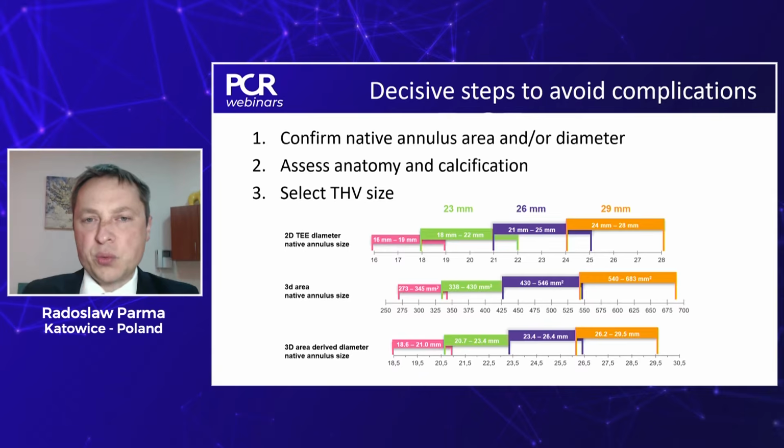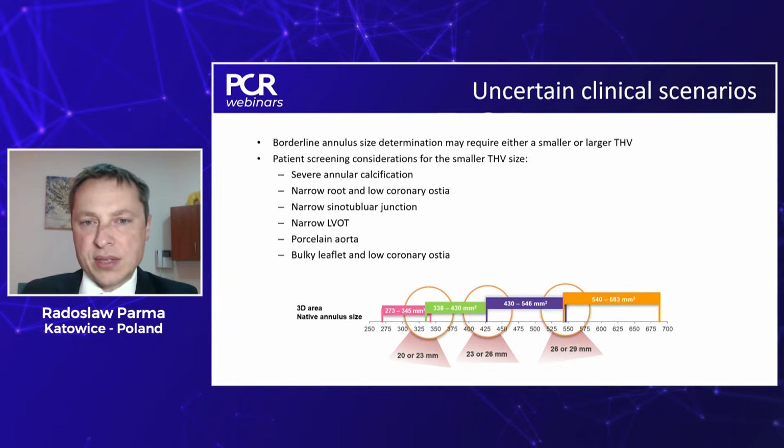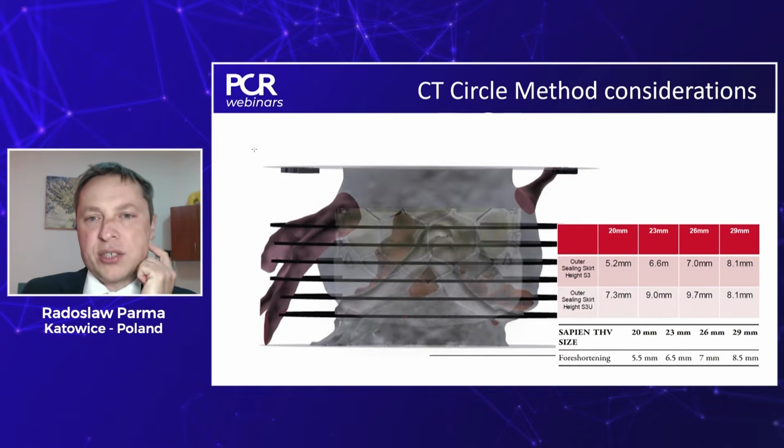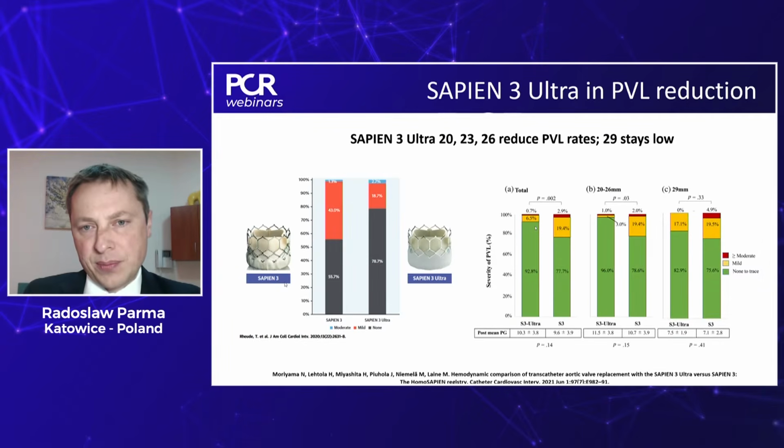And how to do this? We try to target these patients according to the annulus size, but we keep in mind that bicuspid aortic valves are atypical, meaning that the sizing chart may be a bit different from what we have for normal aortic valves. This also means that in cases like severe annular calcification, narrow roots, narrow STJ, narrow LVOT, and bulky leaflets with low coronary ostia, whenever we have any doubts, we choose a smaller size of the balloon expandable valve, and we try to overexpand it. And with this approach, we are checking every 3 millimeters, as shown here, by doing this circle method analysis.